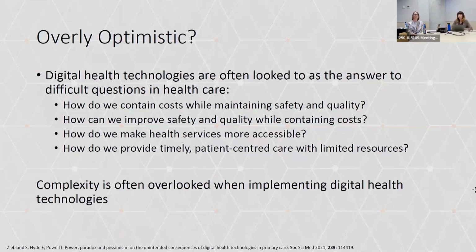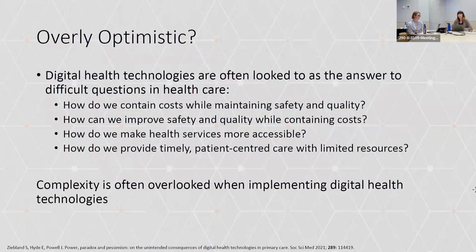So these questions are just kind of to get at how healthcare has a lot of difficult issues facing it, and digital health technologies should not necessarily be the first thing you use to answer that, I guess. Sometimes it's low tech solutions or no tech solutions, but complexity is often overlooked. So think about the complexity.